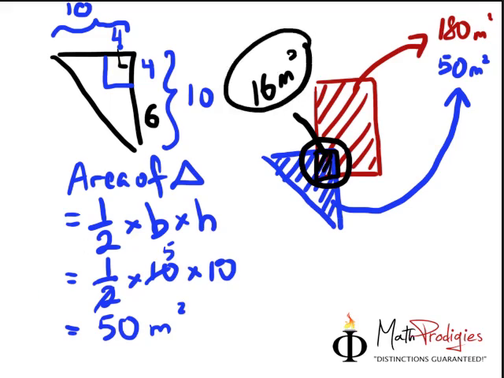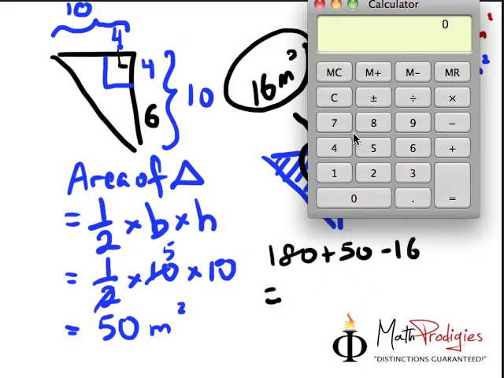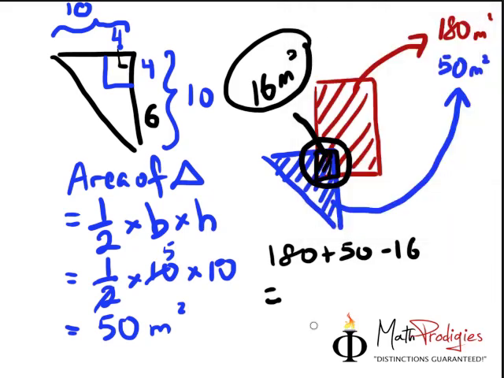So the area of the figure is actually equal to 180 plus 50 minus 16. We take out our calculator, and the answer is 214 meters squared. If you got that right, I am very impressed. High five, you deserve that. You are a math prodigy. Good job. Okay, so that's how we do part A of this question.